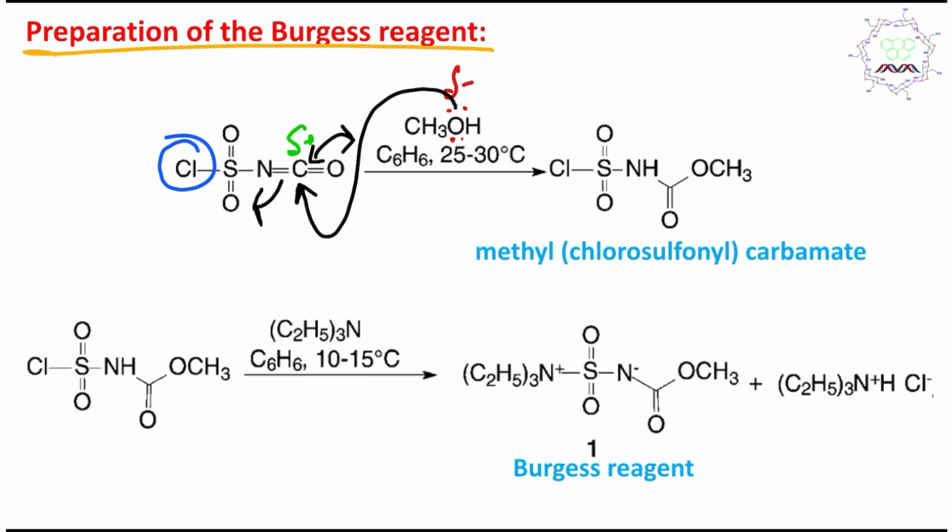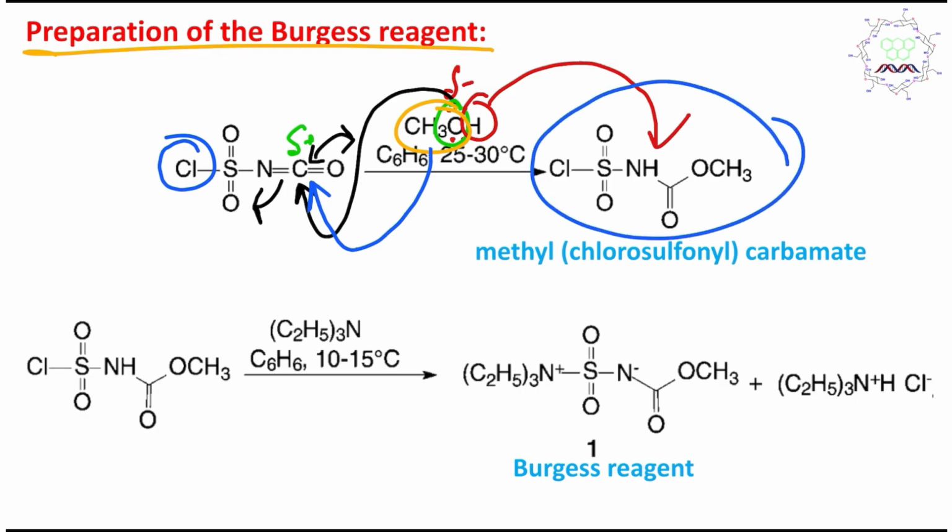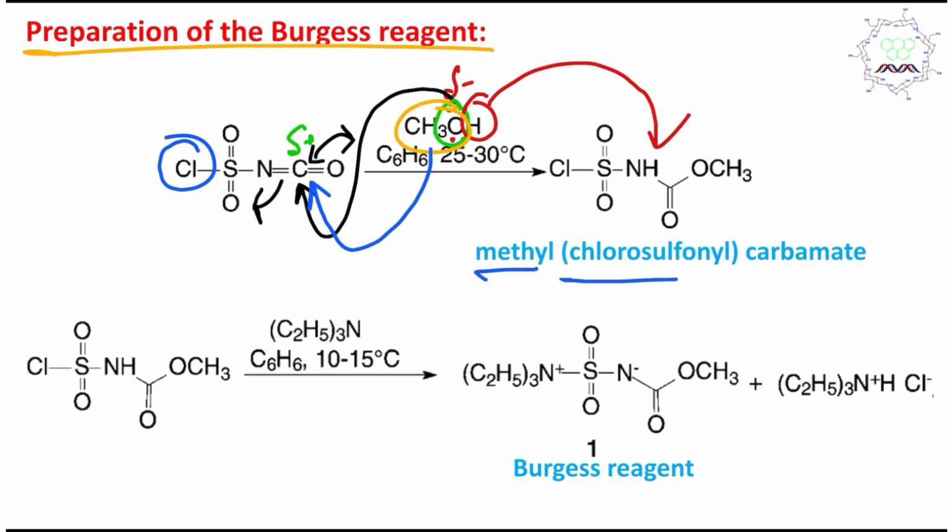Now this alcohol, after nucleophilic attack, will have a positive charge and it will release that proton, and after this nucleophilic attack this nitrogen is going to have a negative charge. So the proton from this alcohol will be shifted to nitrogen, and this OMe part of the alcohol will be attached to this carbon. So this is actually an N-methyl chlorosulfonyl carbamate. This part is chlorosulfonyl and this is a methyl ester, so that's why methyl chlorosulfonyl carbamate.